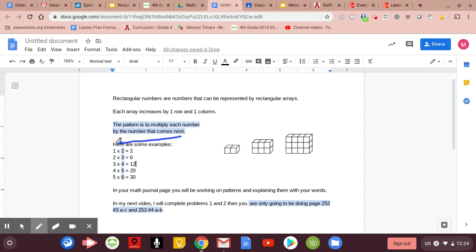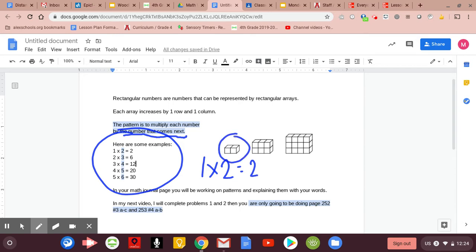So here's the math behind it. The pattern is to multiply each number by the number that would come next in the sequence. So if I'm starting with number 1, I'm going to multiply that by the number that comes next. So that would be number 2 comes next. So 1 times 2 is 2, and that's how I got this array.